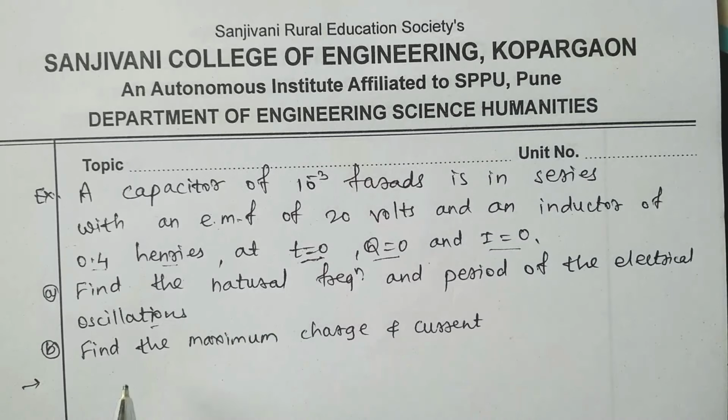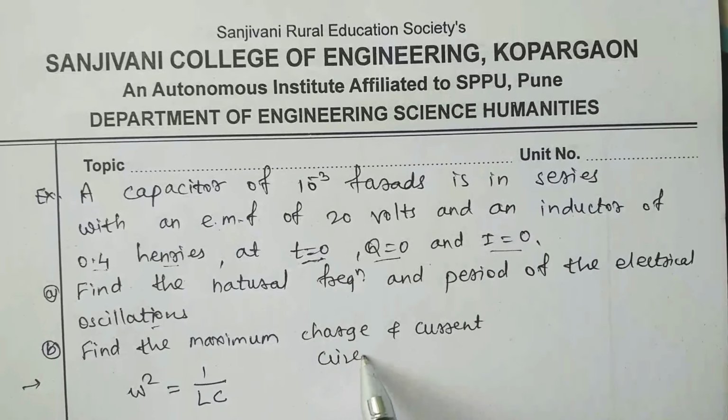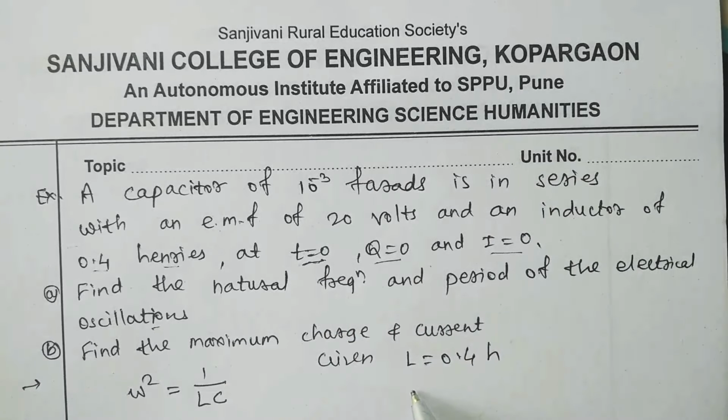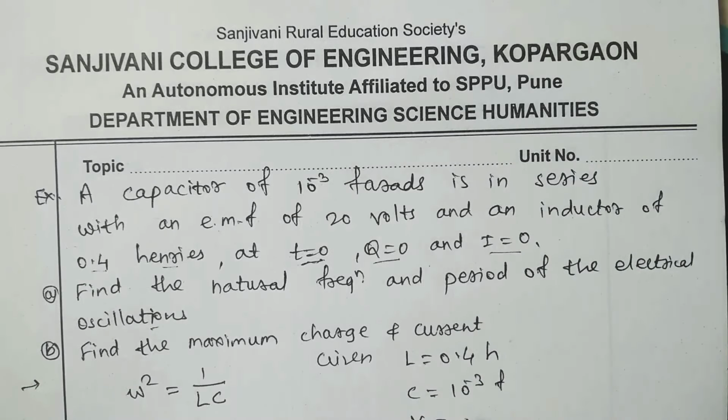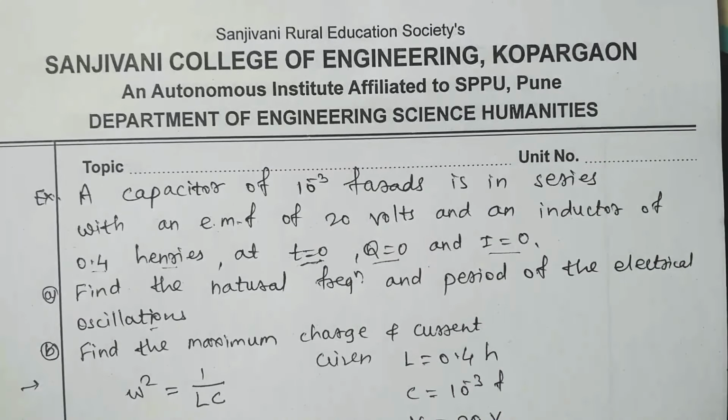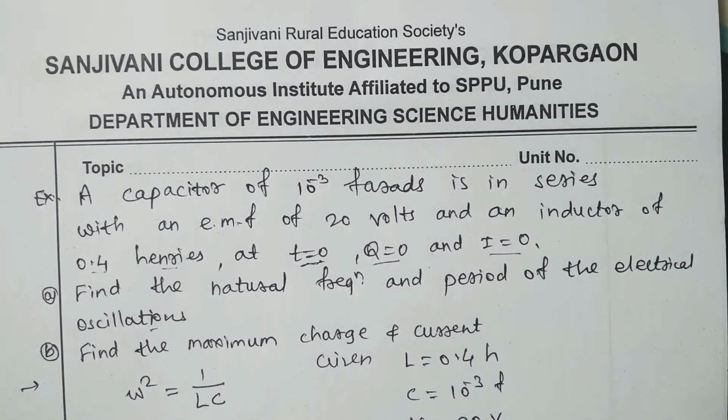So for that we have the formula. The value of omega square can be found by using the formula omega square is equal to 1 upon LC. We are given that L is 0.4 henries, the value of C is 10 raised to minus 3 farads, and the value of V, that is voltage, is 20 volts. Therefore omega square is equal to 1 upon 0.4 into 10 raised to minus 3, that is 1000 upon 0.4.